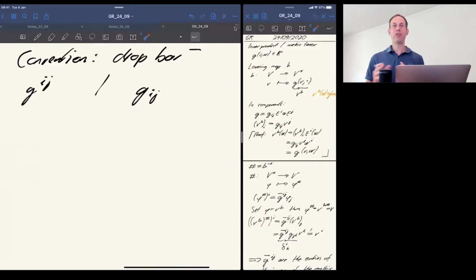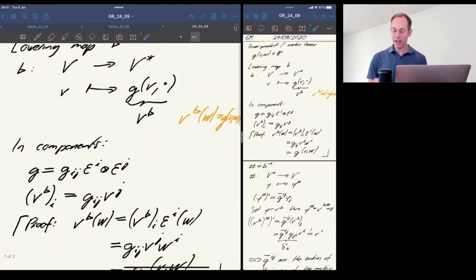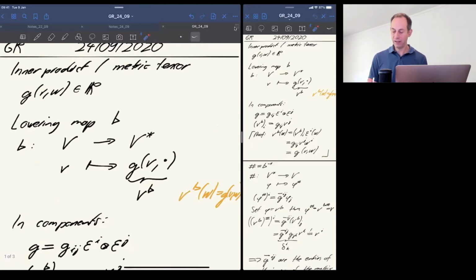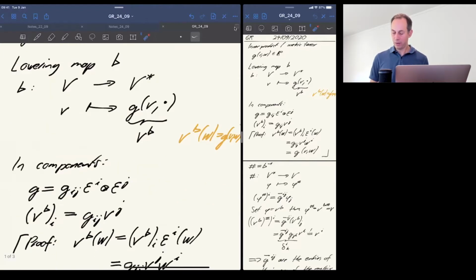So for the moment, you should just remember from what I told you: once we have defined an inner product or a metric tensor, we have a map that allows us to connect V and V star. And this map is essentially given in one direction by the coefficients of the metric tensor, and in the other direction by the coefficients of the inverse matrix defined by this tensor.